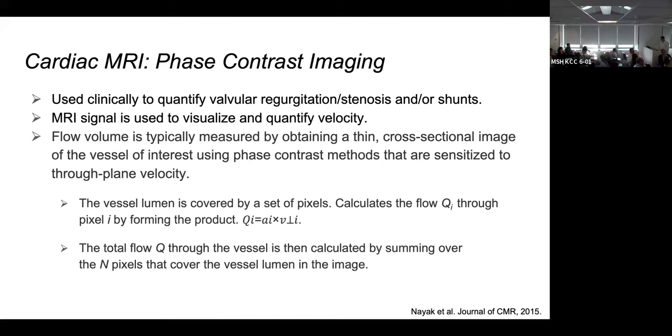So the vessel lumen is covered by a set of pixels, and we calculate the flow Q through pixel I by forming the product in this equation here. And to get the total flow Q through the vessel, we sum over the number of pixels that cover the vessel lumen in that image. So again, you'll see in our reports, we constantly mention phase contrast imaging when we're looking at AI and shunts and things to that matter. Dr. Schwader, anything to add here?